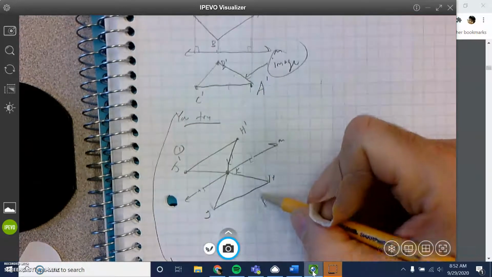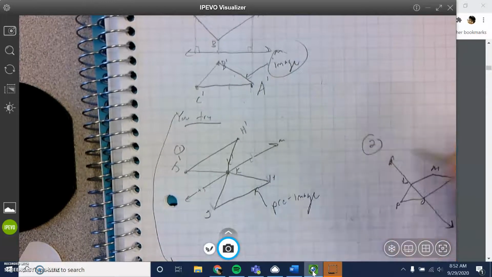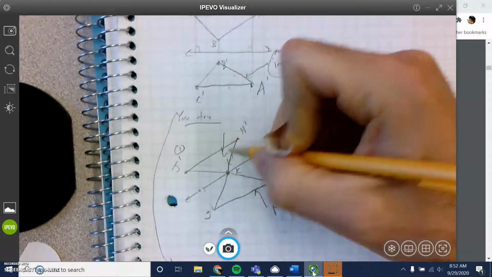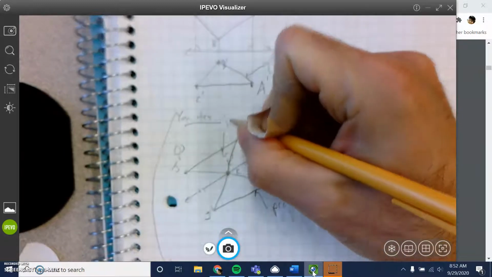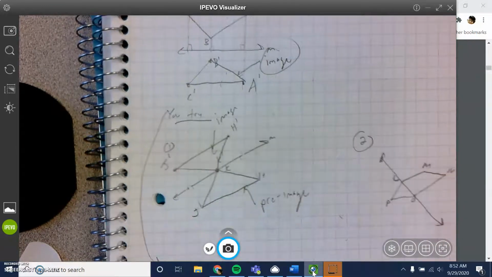So this is the pre-image. Label this because we're going to be using this vocabulary a lot. And then the primes, once you're done flipping it and reflecting it, it is the image right there. Cool. All right, number 2.